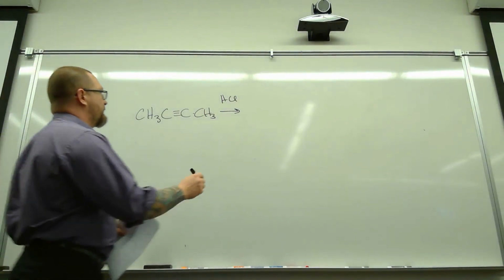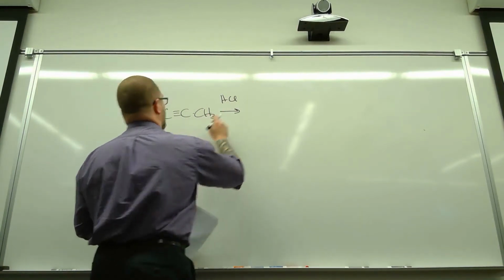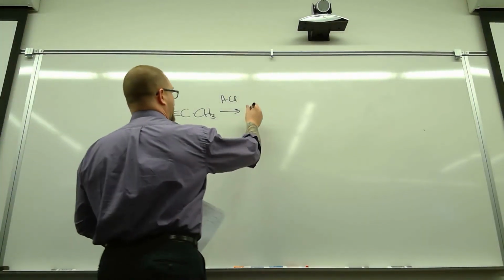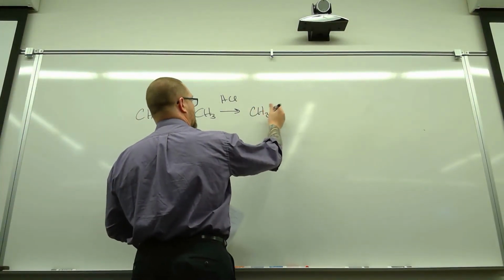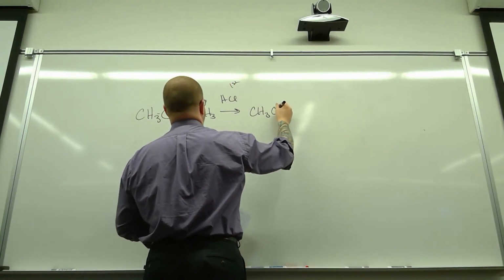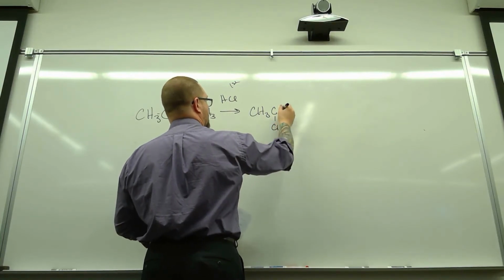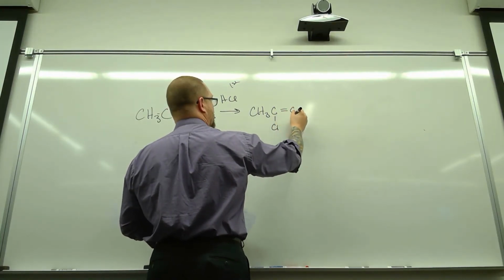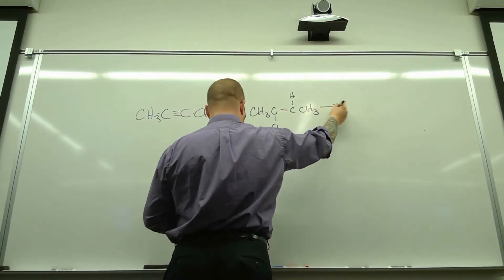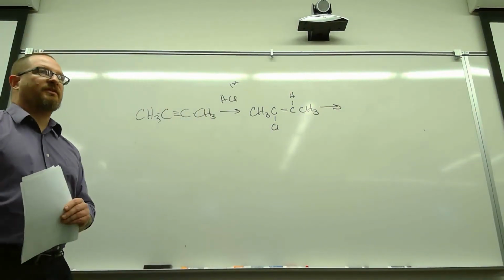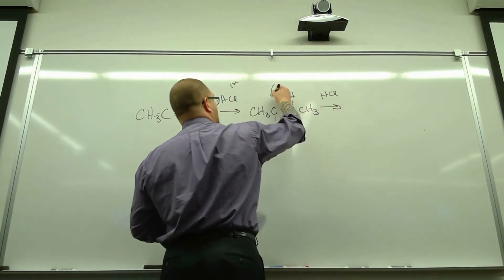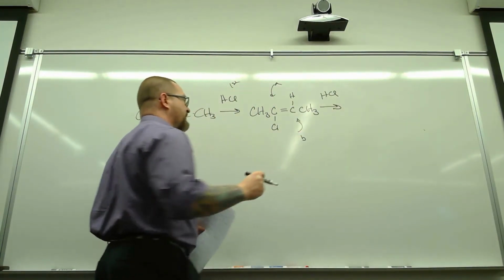So let's just draw the product. We don't have to worry about our mechanism at this point. We have symmetry here, so where we put the first chlorine doesn't really matter. So this is the first step. Where's the second hydrochloric acid going to go? Position A or position B?